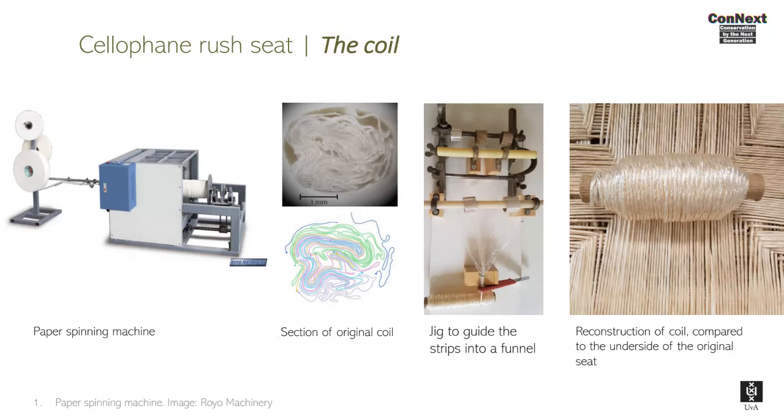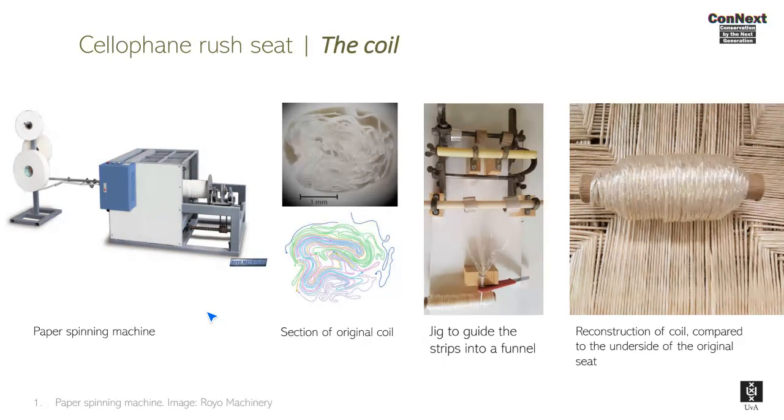It's not known exactly how the cellophane rush was made, but it's likely that it's made in the same way as paper rush is made. Paper rush is made by using two or three strips of paper, guiding them carefully into a funnel to merge them together before they are twisted and further compressed into a coil and wound upon a spool. Using more strips of material instead of just one actually results in a more regular and denser coil.